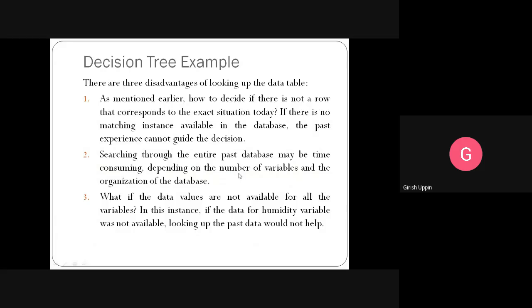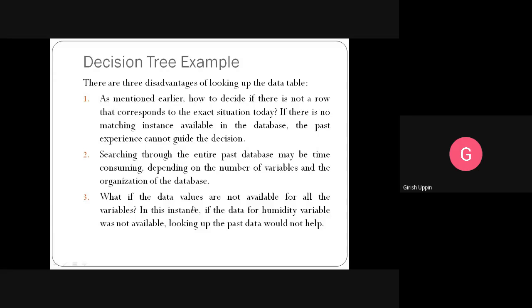Searching through the entire past database may be time consuming. We don't know how huge our data is, and searching through all that data is not a good idea with respect to performance. Depending upon the number of variables and the organization of the database, it will degrade the performance, and it may not yield a good result if you are not able to find the exact record.